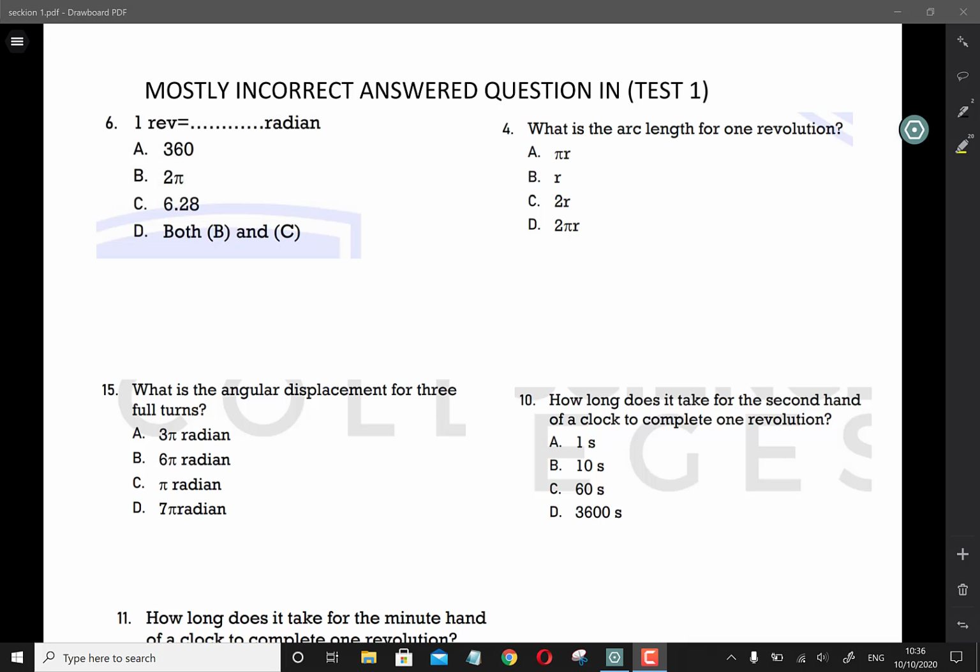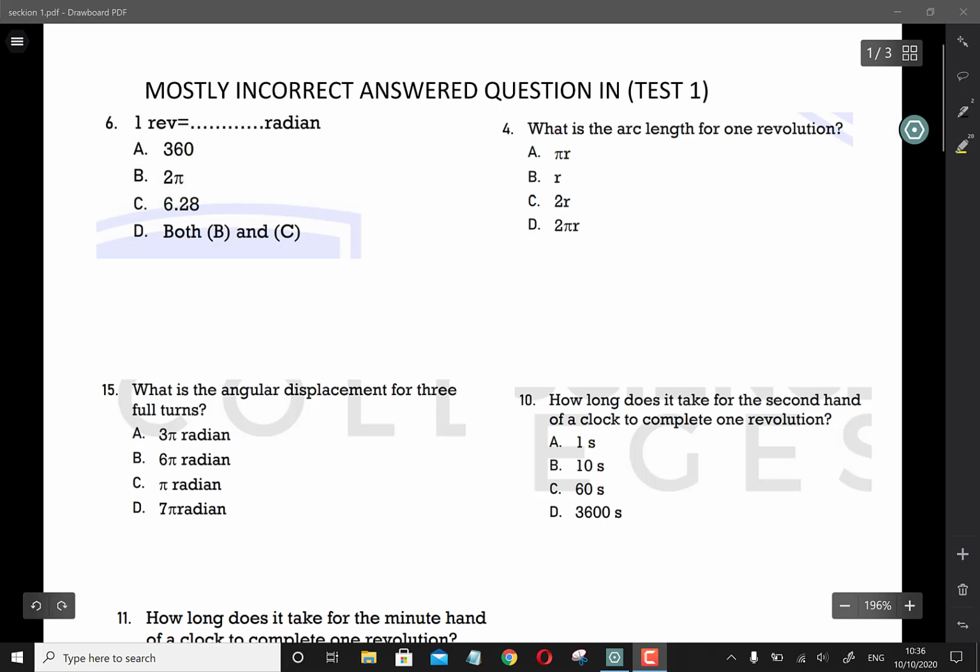Hi everyone. In this video I am going to solve the mostly incorrectly answered questions in the TESTBANK, test 1, test 2 and test 3, which is about section 1. The first question is: 1 revolution is equal to how many radians? This is the first question, which is mostly answered incorrectly.